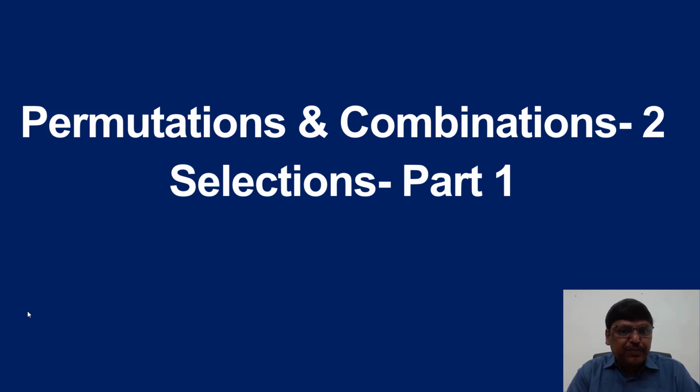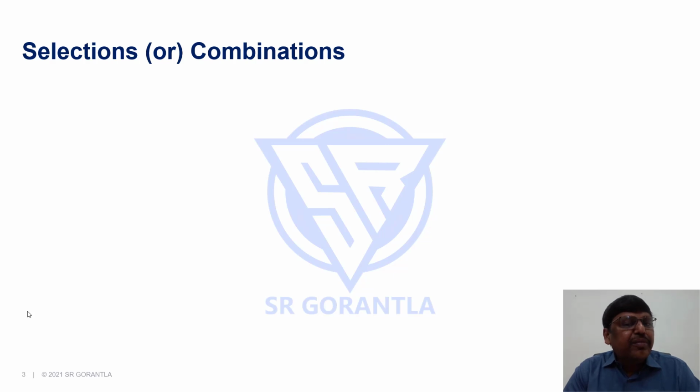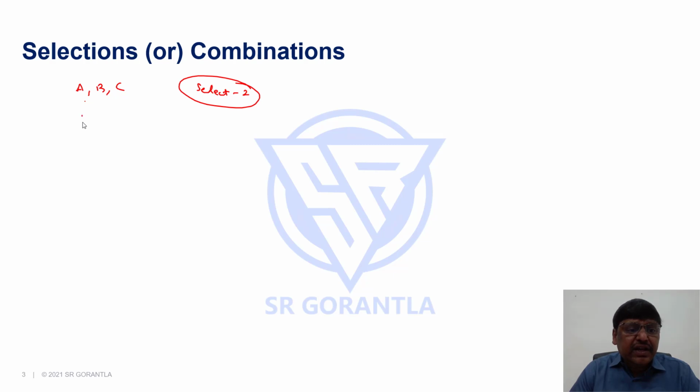This is the second part of this permutations and combinations videos. What is a selection or a combination? Let's take a couple of examples. Suppose I have three persons by name A, B, C. Out of these three people, if I want to select two, how many different selections do we have? We can select AB, we can select AC, or we can select BC. So we have three selections, or three different combinations. Selections and combinations are one and the same.